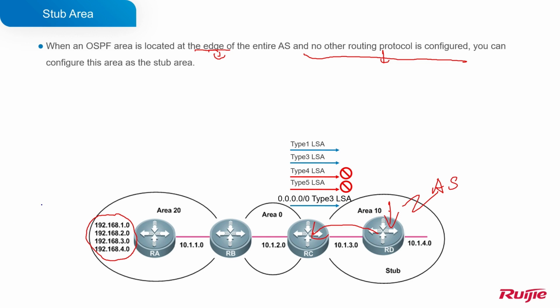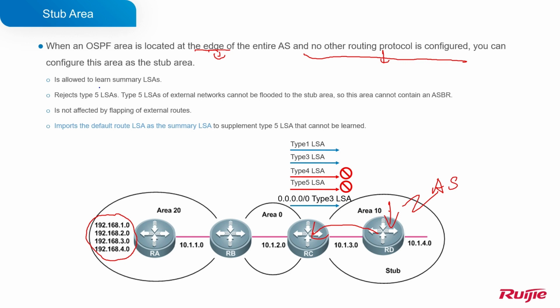And for the stub area, we can learn the detailed information here. First, it's allowed to learn summary LSA information. The summary LSA is a type 3 LSA, right? So we can receive type 3 LSA information. And then we will reject type 5 LSA information, because type 5 LSA means external network information, right? And type 4 is the same, it describes the location of the ASBR device, right?